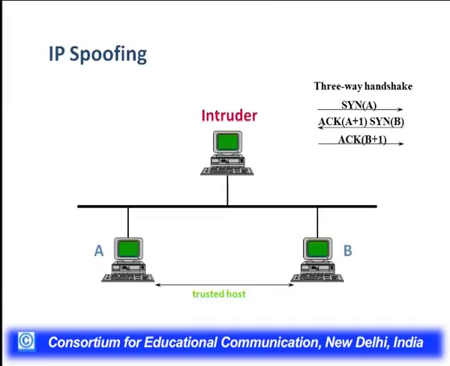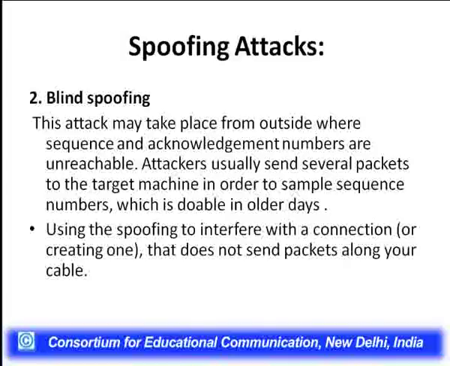This is another kind of IP spoofing where we see a three-way handshake with acknowledgement bits also exchanged, but in this case also the intruder can easily get into the network. The second type of spoofing attack is blind spoofing. This attack may take place from outside, where sequence and acknowledgement numbers are unreachable.